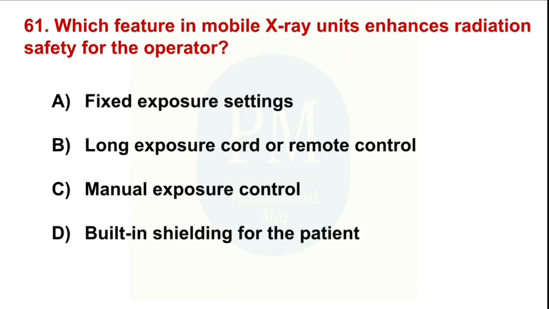Which feature in mobile X-ray unit enhances radiation safety for the operator? Option A, fixed exposure settings. Option B, long exposure cord or remote control. Option C, manual exposure control. Option D, built-in shielding for the patient. The correct option is option B, long exposure cord or remote control.